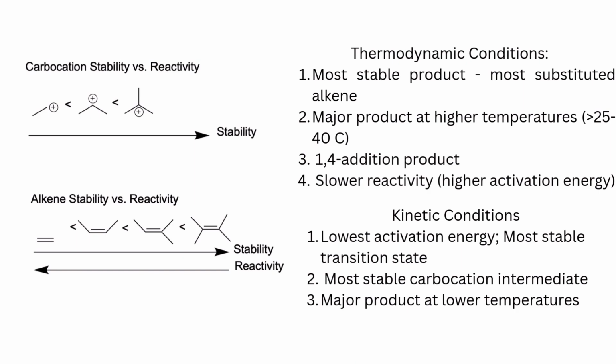And to summarize the relationships between carbocation and alkene stability with reactivity, under thermodynamic conditions the most stable product is produced, and it is the most substituted alkene. Major products are formed at higher temperatures, between 25 to 40 degrees Celsius, and they usually result in the 1,4 addition. Not always the case. You're going to look at the more substituted alkene when viewing the major and minor products under thermodynamic conditions, and it has a slower reactivity.